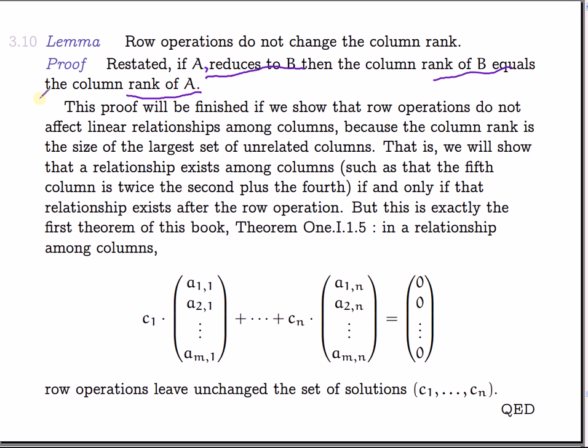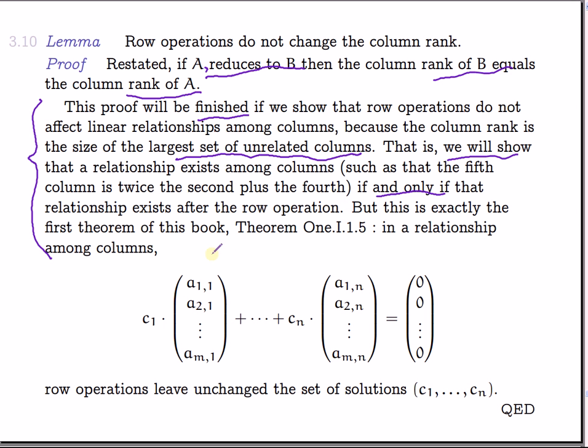All right, so let's read this justification. The proof will be finished if we show that row operations don't affect linear relationships among columns, because the column rank is the size of the largest set of unrelated columns. That is, the largest set of columns for which there is no homogeneous relationship is equal to the column rank. That is, we will show that a relationship exists among columns if and only if that same relationship exists after the row operation.